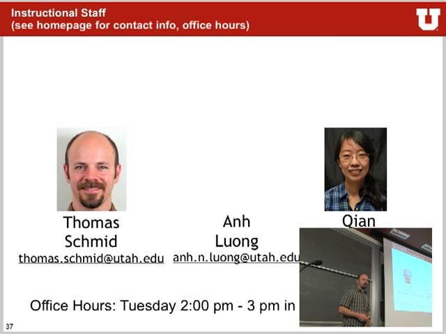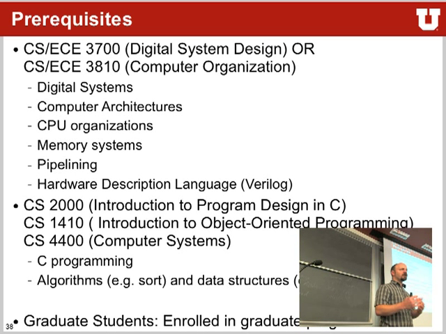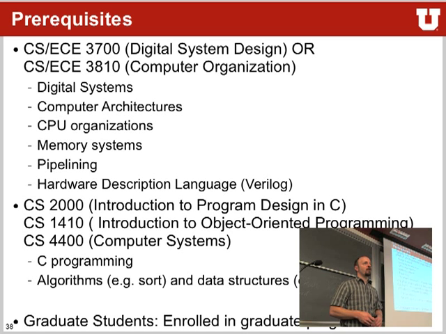Prerequisites for the class: ECE 3700, Digital Systems, or 3810, Computer Organization. This is mainly because you have to have a little bit of background in memory and pipelining. You should know what digital systems are and hopefully know a little bit of what Verilog is. The other prerequisite is computer programming, so either CS 2000, CS 1410, or CS 4400, mainly because you should have a background in C programming, if possible. If you know Java, you will probably have a hard time in this class unless you're really quick in picking up programming languages, because what we are programming in is C, assembly, and Verilog for the FPGA part.